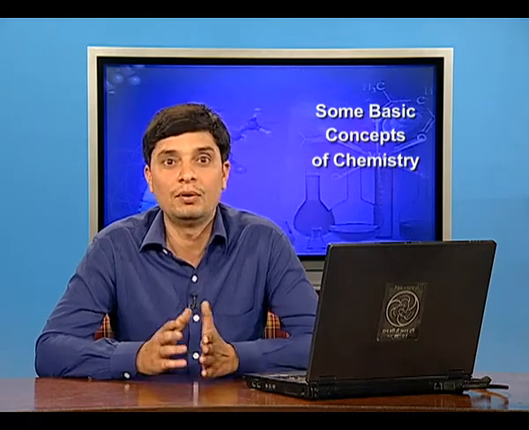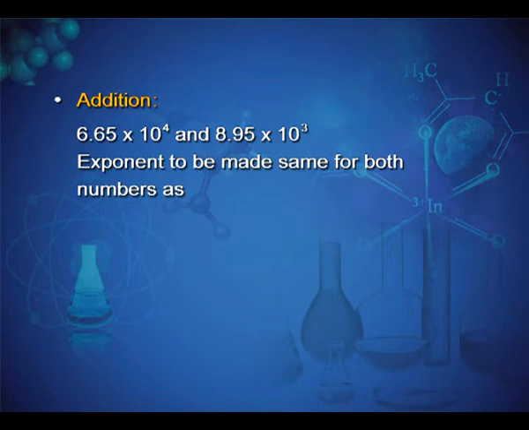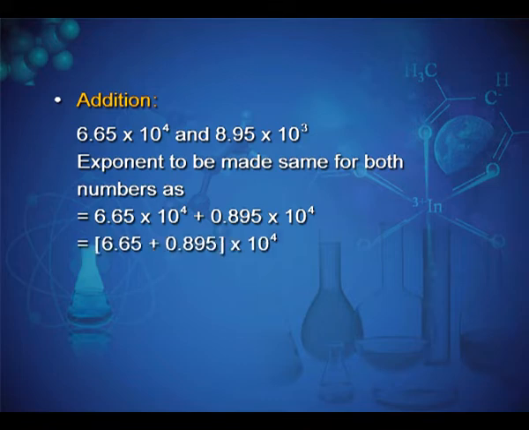Addition example, we have to add 6.65 into 10 to the power 4 with 8.95 into 10 to the power 3. First, the exponent has to be made the same for both numbers, as 6.65 into 10 to the power 4 plus 0.895 into 10 to the power 4. Now the exponent has become the same, so we will solve this: 6.65 plus 0.895 into 10 to the power 4. The answer will be 7.545 into 10 to the power 4.